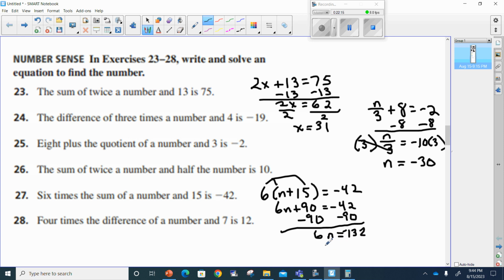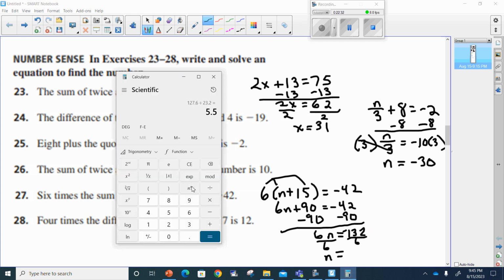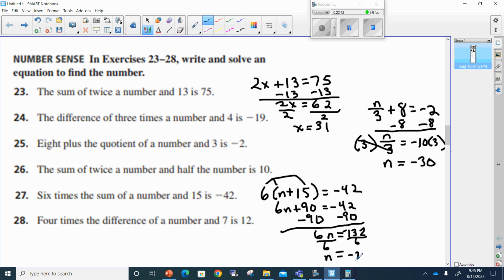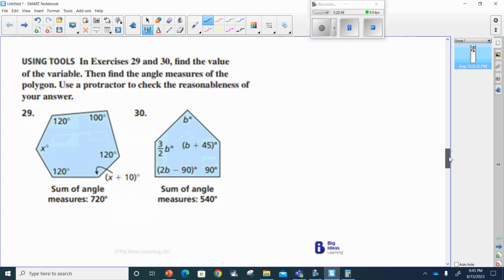Now I'm going to have to go ahead and divide by 6 so I can get rid of the coefficient 6. 6 divided by 6 is 1, so I'll have n left over, 1n. And then I have to divide negative 132 by 6. All right? 132 divided by 6 equals 22. So this would be negative 22, because a negative divided by a positive is a negative. All right, next we're going to number 29.